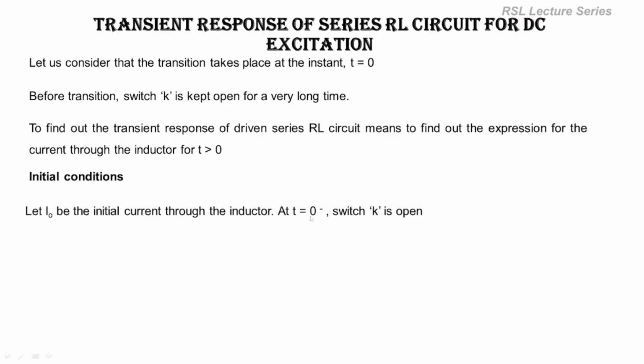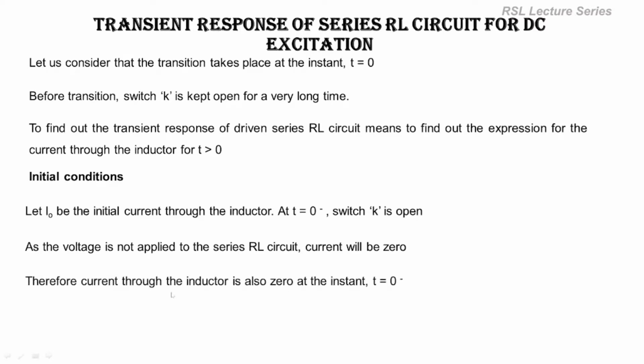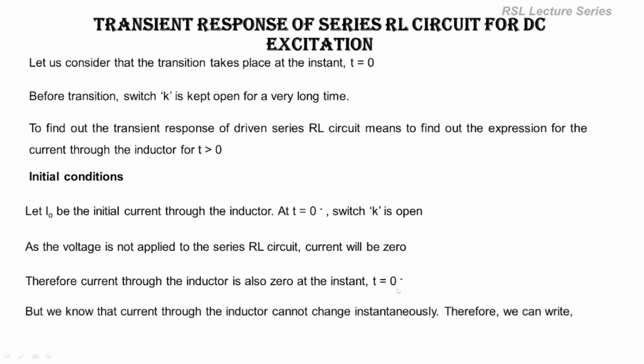We have assumed that at t equal to 0, the switch is closed. Just before closing, the switch is kept open. Whenever the switch is open, the voltage will not be applied to the RL circuit and hence the current will be 0. So the current flowing through the inductor is also 0 at the instant t equal to 0 minus. The inductor has a property: it will not allow any sudden change in the current. The current through the inductor cannot change instantaneously. Therefore we can write i(0 minus) equals i(0) equals i(0 plus) equals 0.